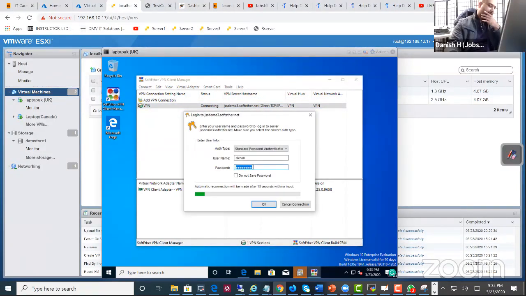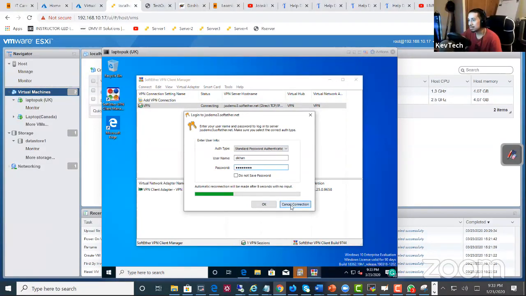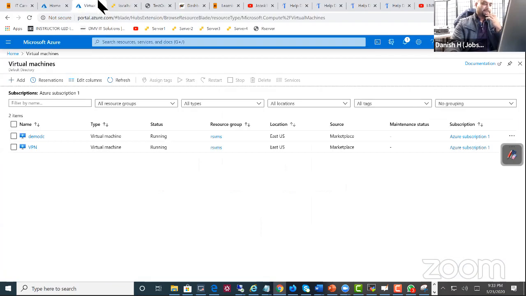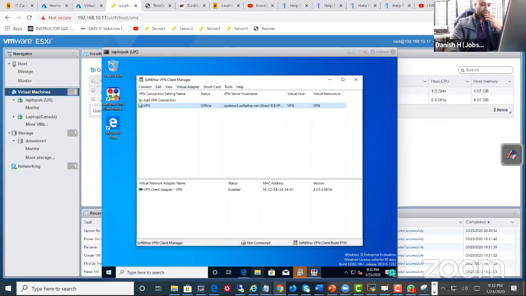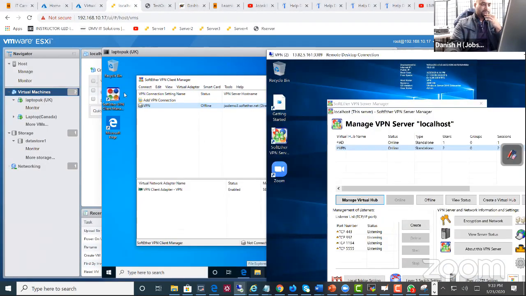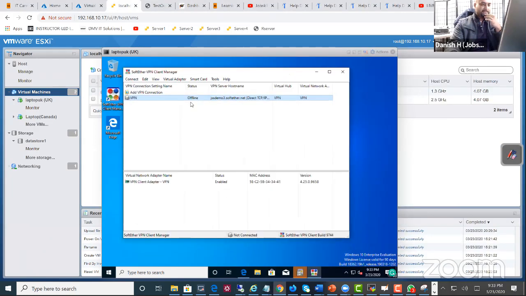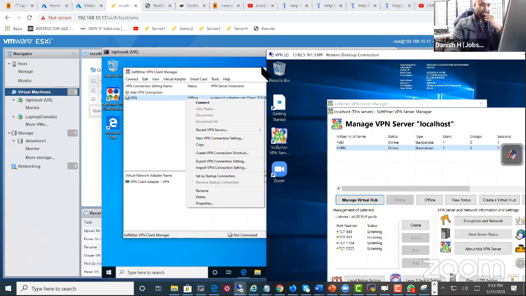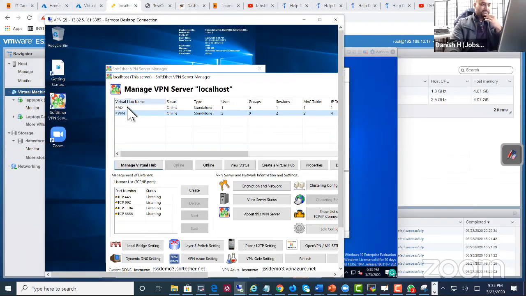I don't know what's going on. Is the host name correct? Yeah, the host name is correct. It's connecting to the VPN server, it's just not taking that connection. So let's do something to work on this. Let's go ahead and delete this guy. No, not this one. Let's go back to the domain controller. Let's go ahead and delete this hub.